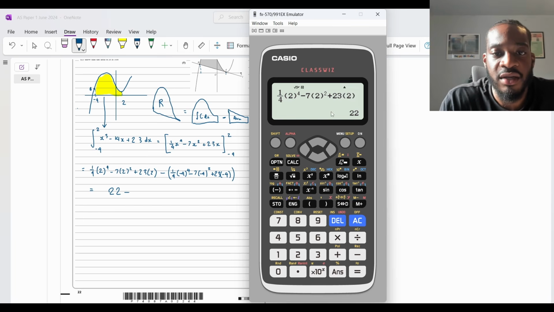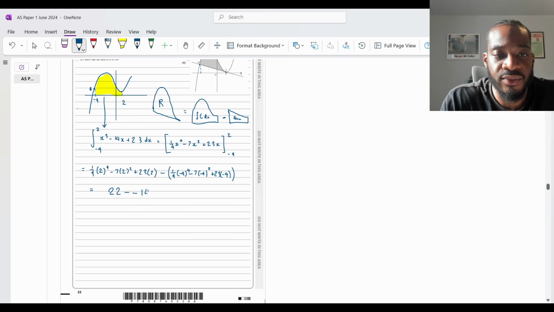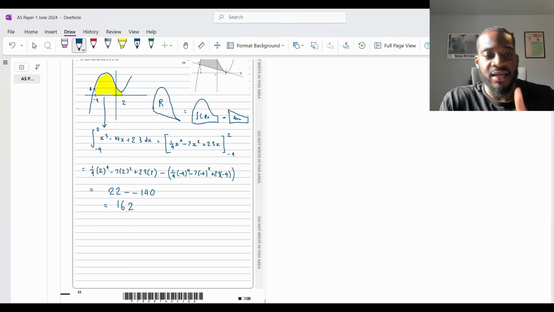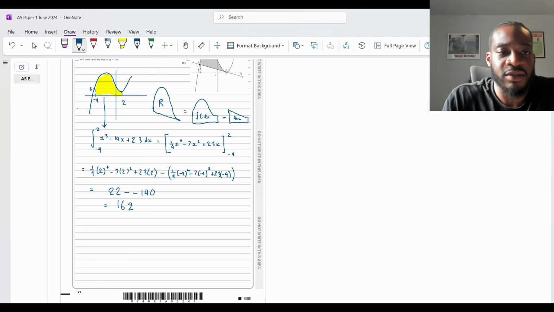And then the next part, we're going to just change these to -4s, aren't we? So -4, -4 there, and a -4 there. And that gives me -140. So therefore, that's 22 plus 140, which is 162, isn't it? So that is that area. This area here is 162 square units.